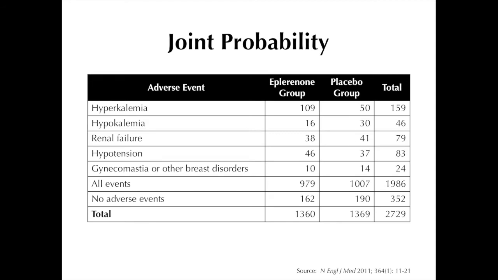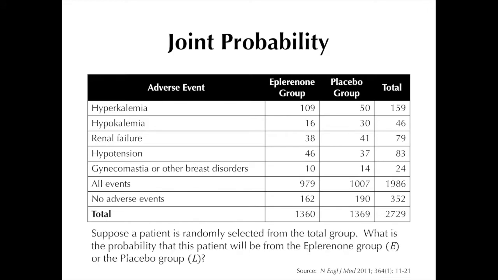Now that we've got that out of the way, we again come back to the same contingency table we've been using since the beginning of this video. Now, suppose a patient is randomly selected from the total group. What is the probability that this patient will be from the eplerenone group or the placebo group? Again, pay close attention to how the question was constructed, and take note of the conjunction OR.